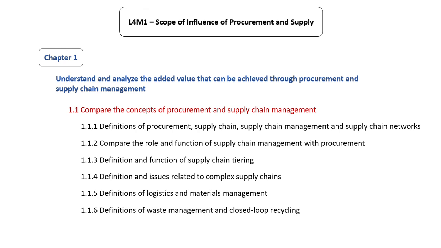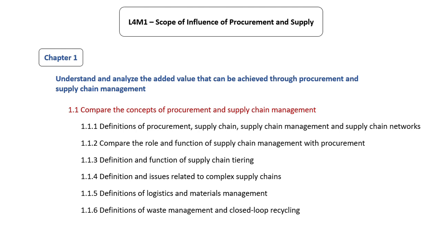L4M1, Scope of Influence of Procurement and Supply. Chapter 1. Understand and analyze the added value that can be achieved through procurement and supply chain management. 1.1. Compare the concepts of procurement and supply chain management. The first topic consists of 6 points, as we mentioned earlier. The first point, 1.1.1, definitions of procurement, supply chain management, and supply chain networks.